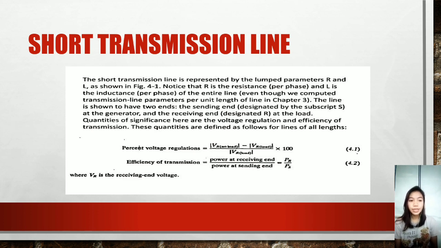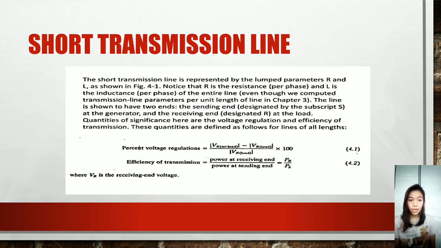Short transmission line. A transmission line is classified as a short line if its length does not exceed 15 miles, or it is less than 80 kilometers. The short transmission line is represented by the lumped parameters R and L, as shown in figure 4.1. We will notice there that R is the resistance per phase and L is the inductance per phase of the entire line. The line is also shown to have two ends, the sending end and the receiving end at the load.